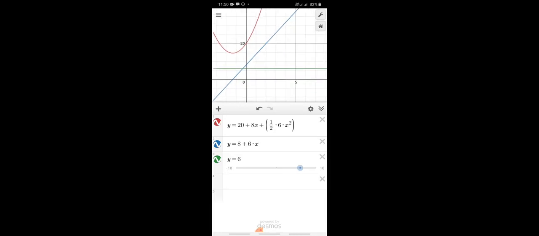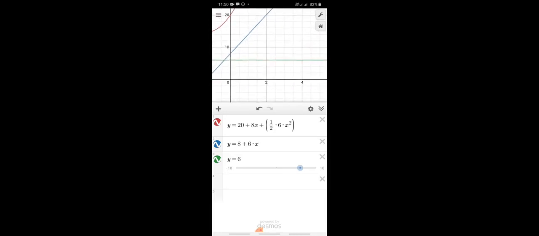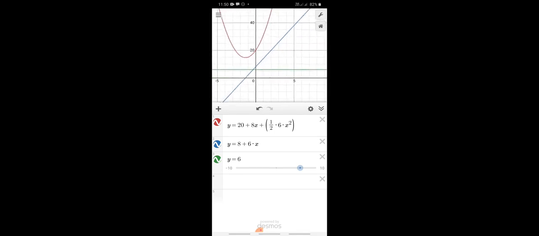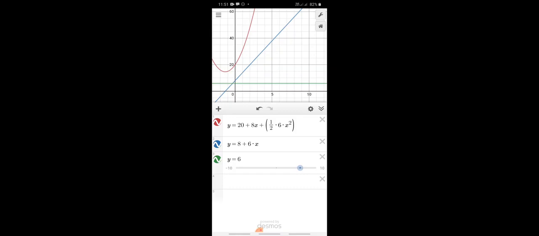Okay, the initial starting point was 20. You started from 20, and you had a starting velocity, which was around 8, and you had an acceleration of 6. Okay, so that's how the graph looks like, and we will come back to this graph in a couple of minutes.